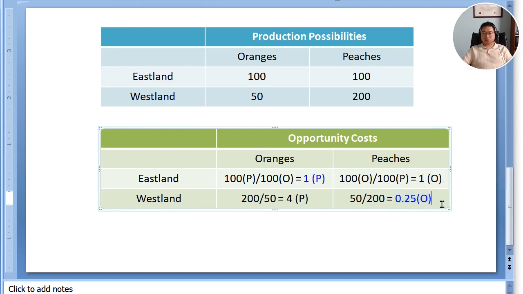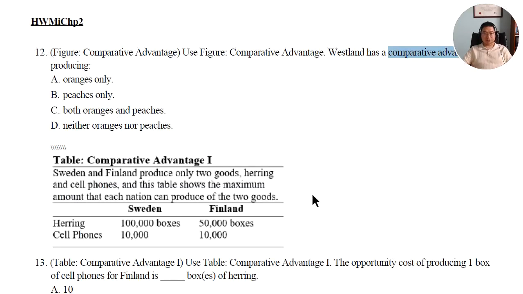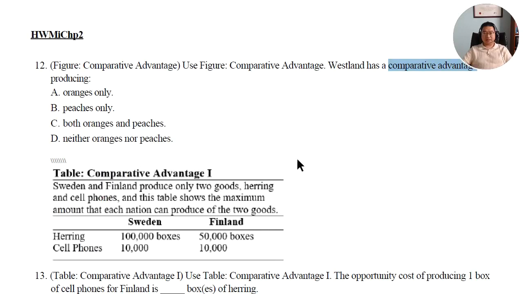So now we know, by definition, the one with lower opportunity cost has comparative advantage. As compared to Eastland, Westland has a comparative advantage in producing peaches. That's the conclusion. Now, this question should be easy to answer. Question 12, right? Westland has a comparative advantage in what?